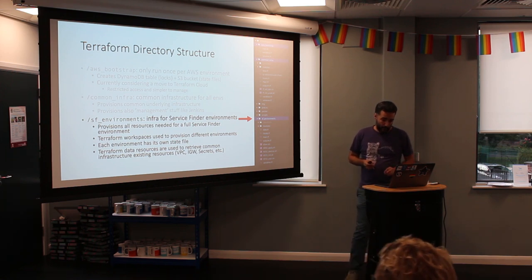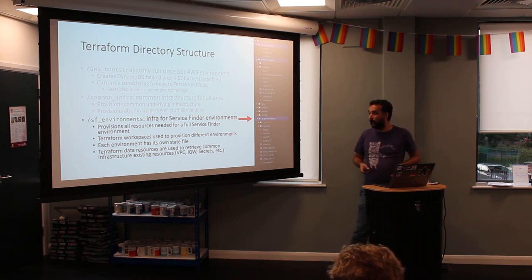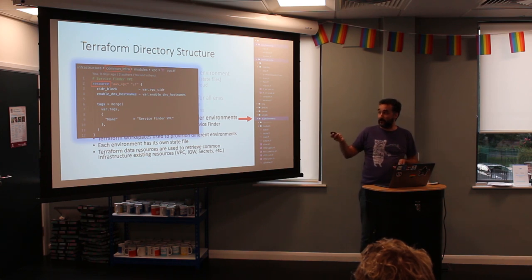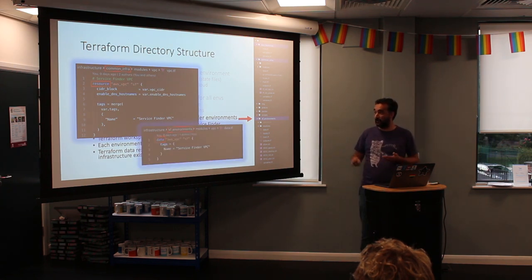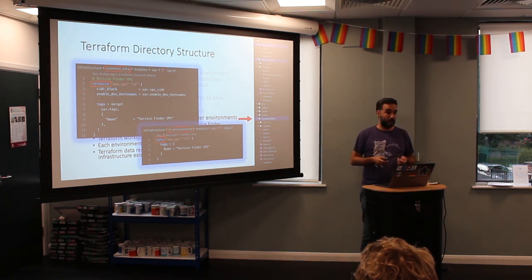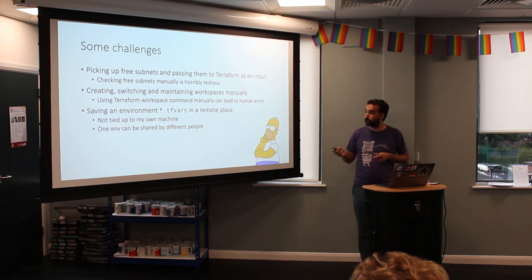Now, the other thing that I want to explain about this is that, in order for our Service Finder environments to be able to use the common infrastructure that is there beforehand, I use data resources. For whoever is familiar with Terraform, if I look at the common infrastructure, when I create a VPC, I use a resource VPC, so I actually create a VPC. In the Service Finder environment, the VPC already exists, so I just create a data resource. I'm basically using the tag to match the VPC I want to use. It doesn't need to be created, it's just literally pointing at it, right?